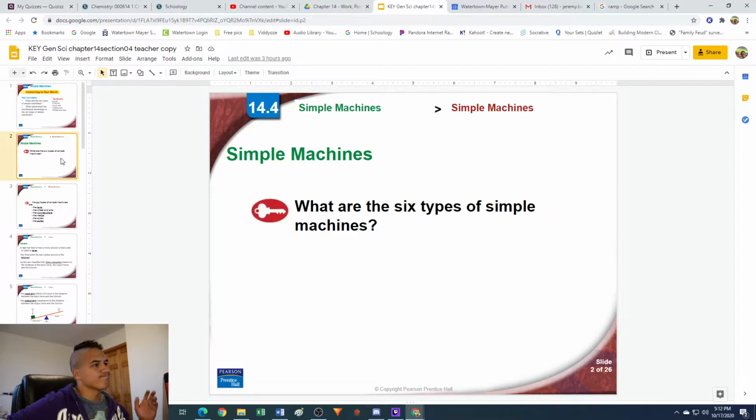So, yeah, let's start off. We're just talking about what is a simple machine. We already talked about machines in the previous chapter section, and that of course is any object that essentially can make work easier for us to do.